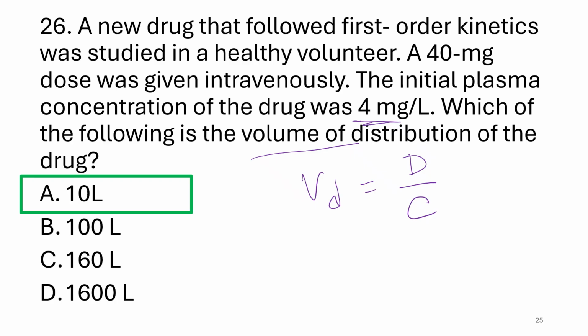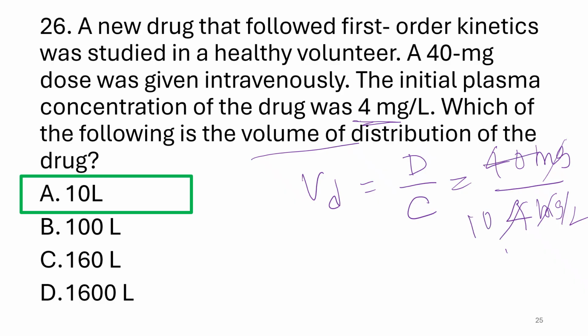So what is the dose? The dose is 40 milligrams over the concentration, which is 4 milligrams per liter. So the milligrams go away. 40 divided by 4, so that is 10 liters.